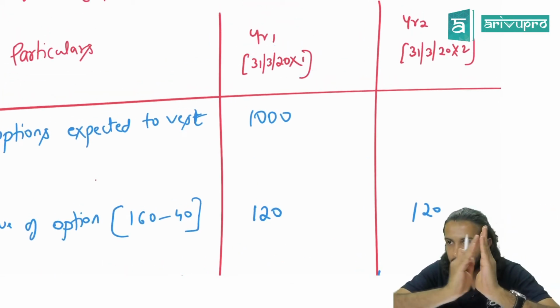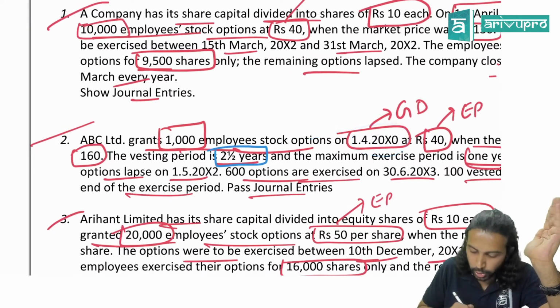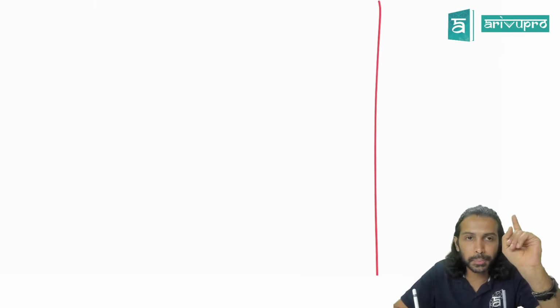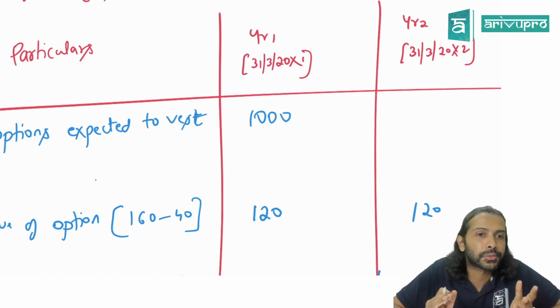From the grant date, count it till the end of the year. When was the grant date? 1st April 20x0. From 1st April 20x0 to 31st March 20x1. How many years? 1 year.